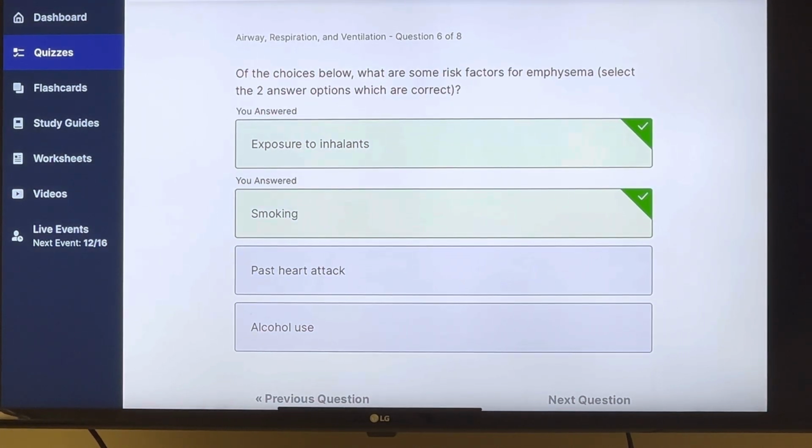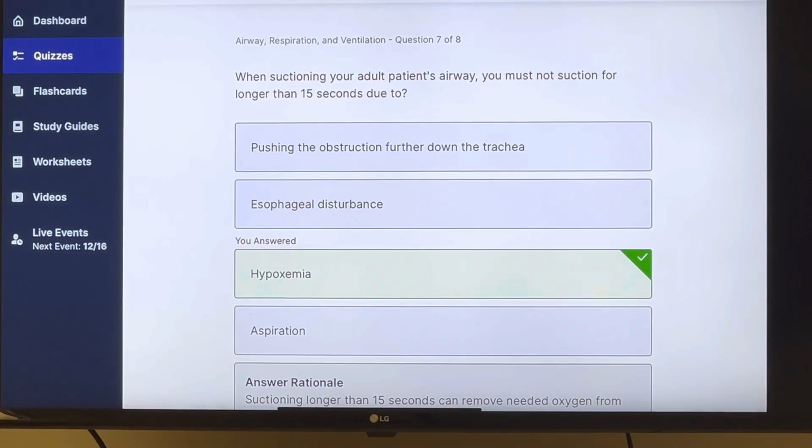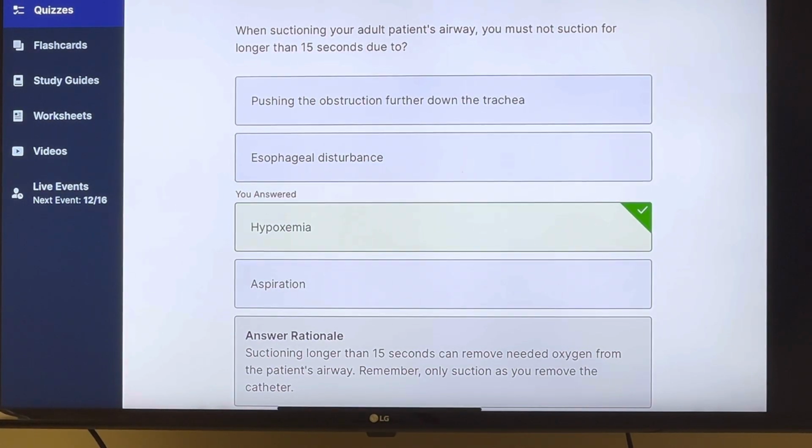Two risk factors for emphysema. Number 1, smoking. And the other one could be accidental, if you were exposed to some inhalants. And one of the reasons why we only suction 5 seconds for infants, 10 for peds, 15 for adults is because of hypoxia or hypoxemia, you're taking too much oxygen out.